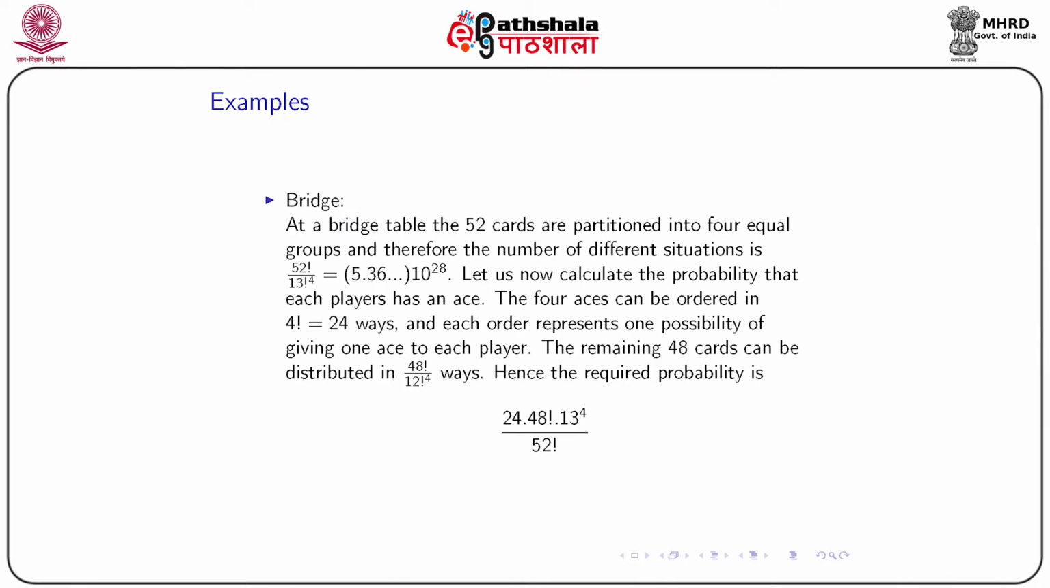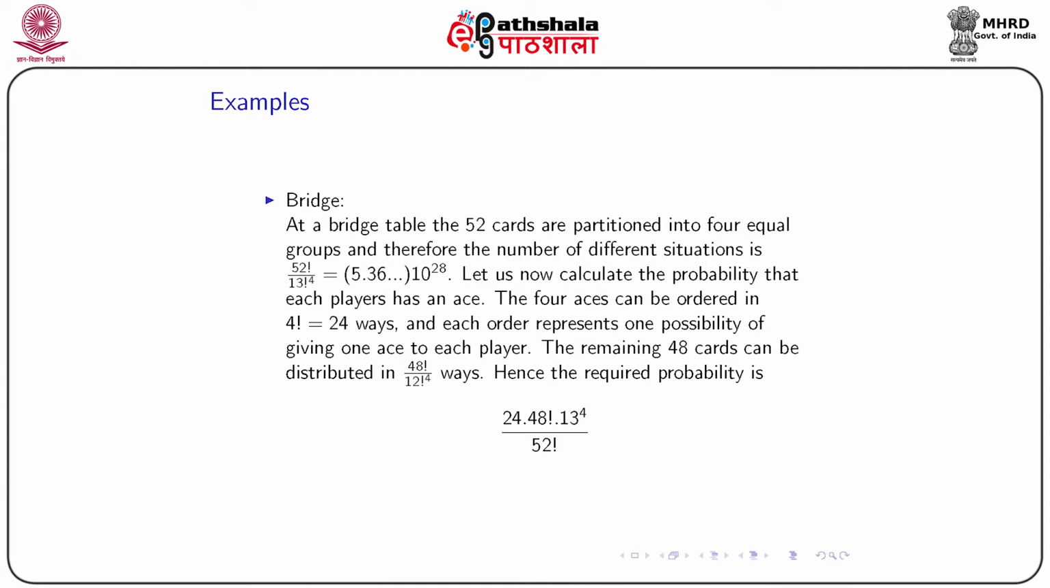There is another example I want to mention: a game of bridge. At a bridge table, the 52 cards are partitioned into 4 equal groups, and therefore the number of different situations is 52 factorial over 13 factorial to the power 4, because we have 4 players and each contains 13 cards. This is a huge number. It's 5.36 and so on times 10 to the power 28.